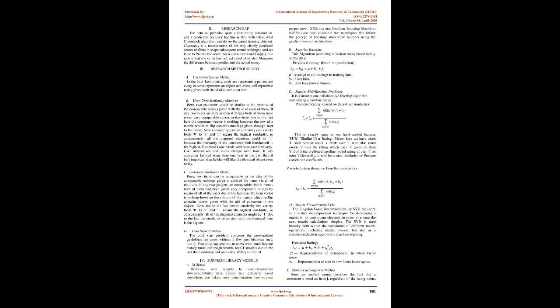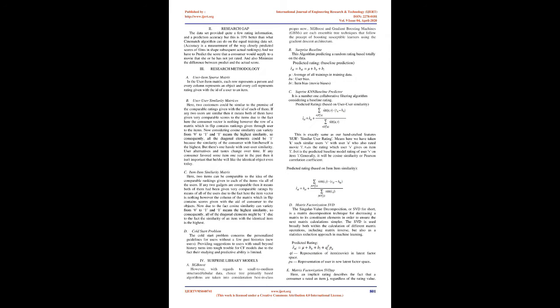Research gap. The data set provided quite a few rating information, and a prediction accuracy bar. This is 10% better than what CineMatch algorithm can do on the equal training data set. Accuracy is a measurement of the way closely predicted scores of films and shape subsequent actual rankings, and we have to predict the score that a consumer would supply to a movie that she or he has not yet rated. And also minimize the difference between predict and the actual score.